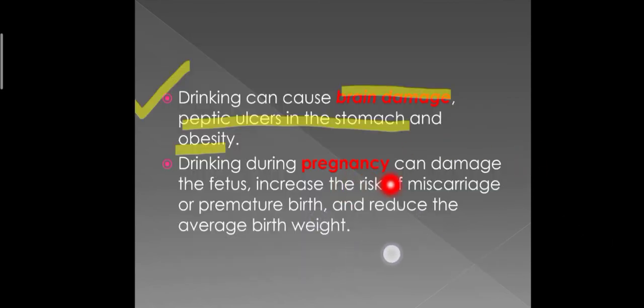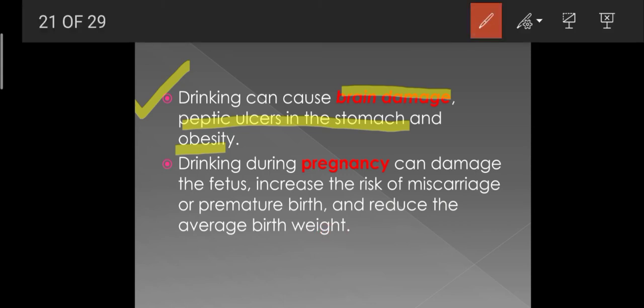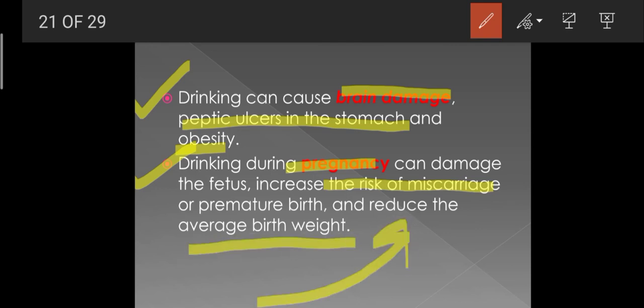Drinking during pregnancy can damage the fetus. It increases the risk of miscarriage or premature birth, and it also reduces the average birth weight. So if a woman drinks alcohol during her pregnancy, it can cause damage to the fetus and it also increases the risk of miscarriages or premature birth, and it also reduces the average birth weight of the fetus.